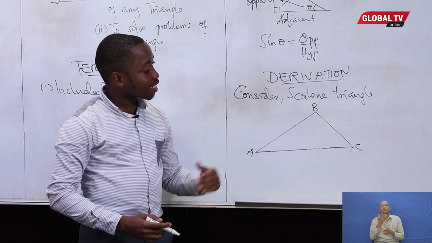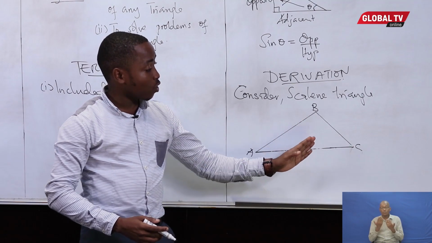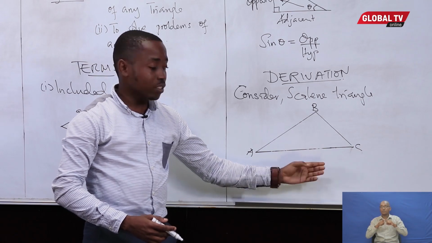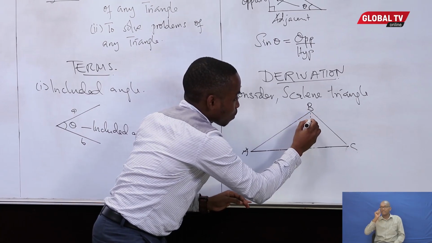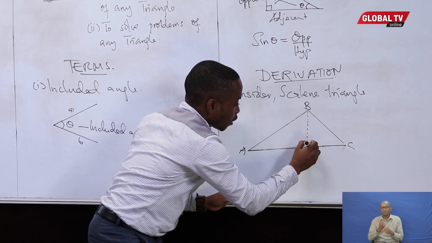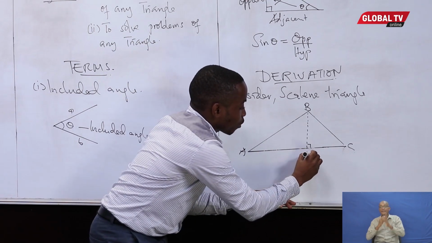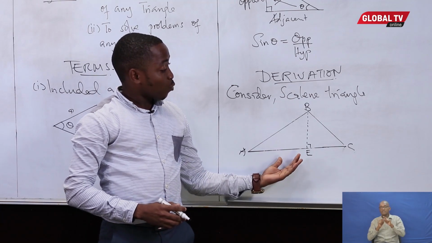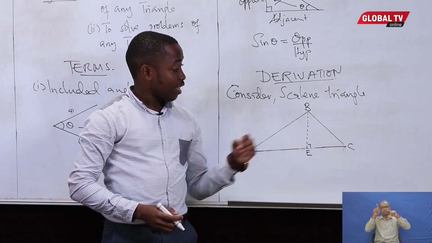We have to construct another line in this scalene triangle, which is going to form 90 degrees with this base. So how can we do it? We construct a line from this point B here. Here we get 90 degrees. At this point, let's say we call this point E. It is point E.